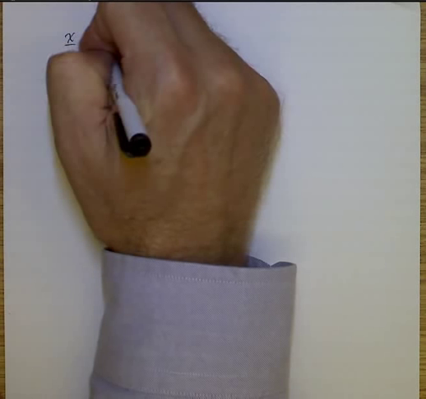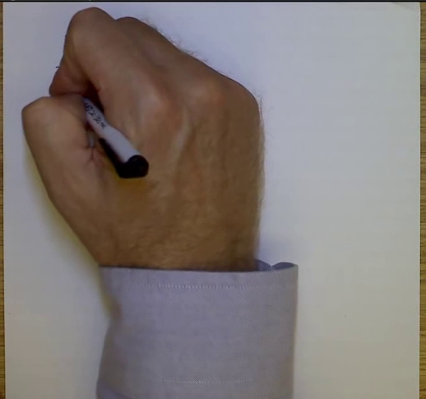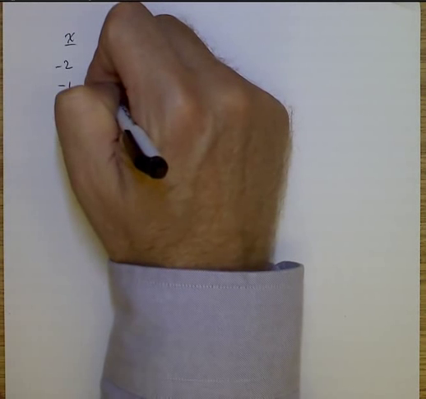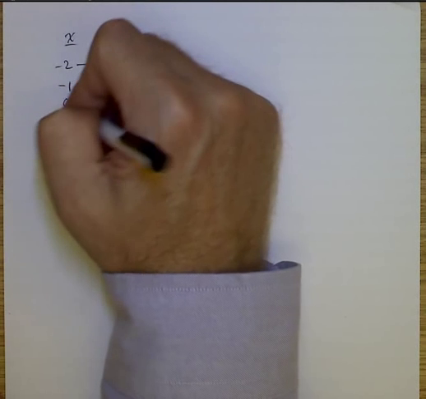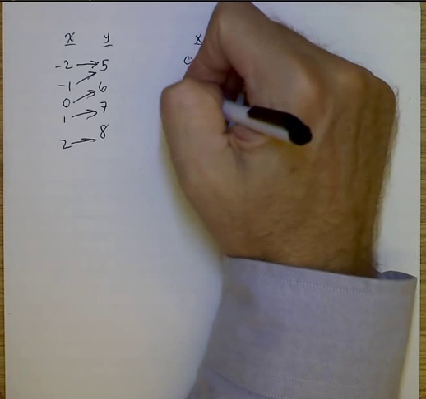Alright, so we're talking about functions here, and the first thing that we need to remember, and you've seen this before, is being able to identify whether a certain relationship is in fact a function or not. So let me draw two representations here. Here's one, and here's another.